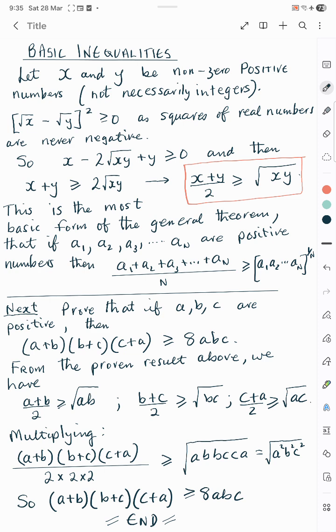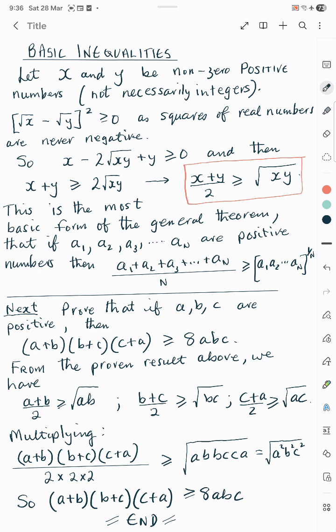Now, we haven't proved that result, but we will try to do that in a future video. It's a little bit more difficult than the first result that we've just proved. So, moving on, let's suppose that a, b, and c are positive numbers. Then we need to prove that a plus b times b plus c times c plus a will be equal to or greater than 8 times abc.